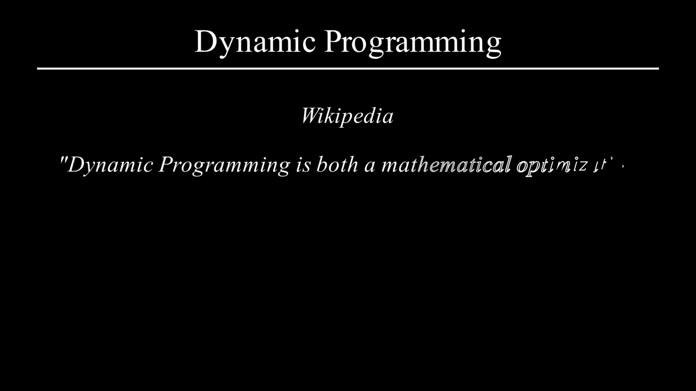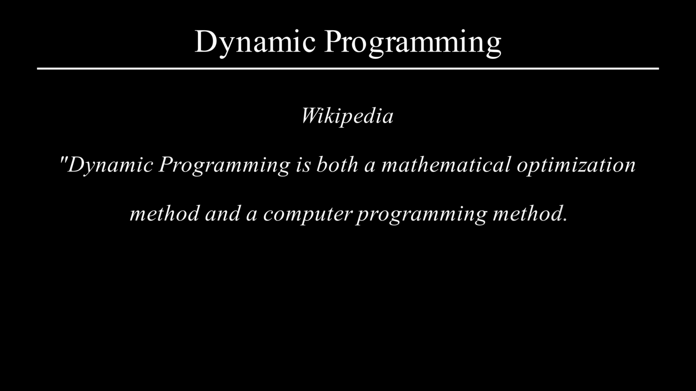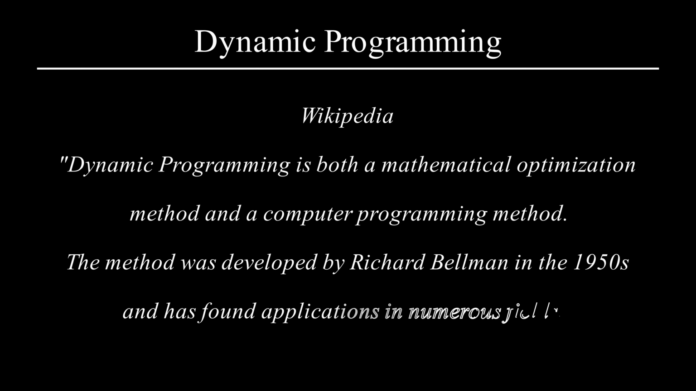According to Wikipedia, dynamic programming is both a mathematical optimization and a computer programming method. The method was developed by Richard Bellman in the 1950s and has found applications in numerous fields. By the way, Richard Bellman is the same person who developed the Bellman-Ford algorithm, which is a widely used algorithm for finding the shortest path in a graph with weighted edges.